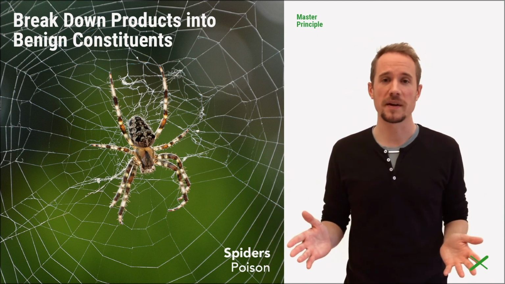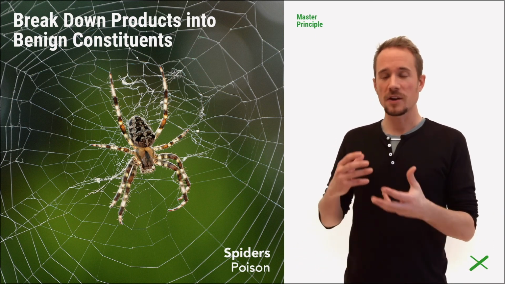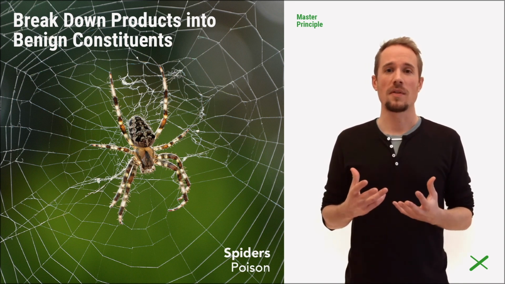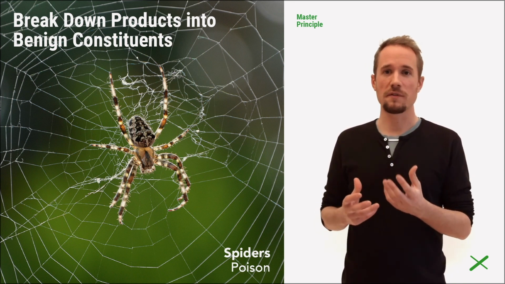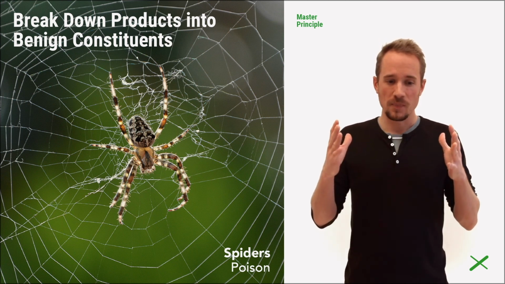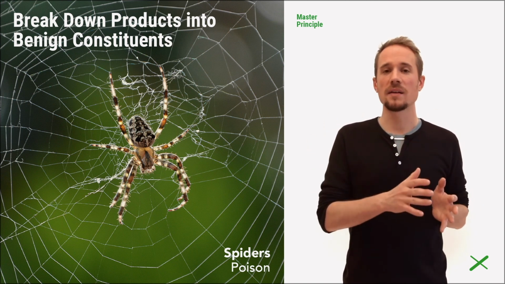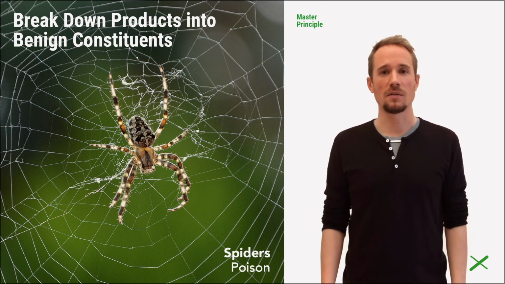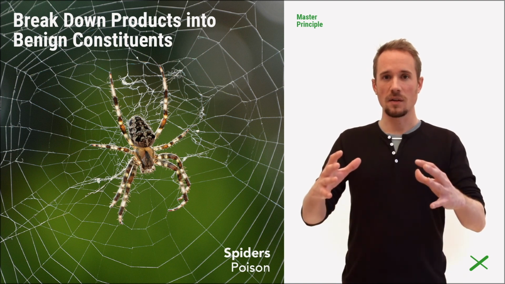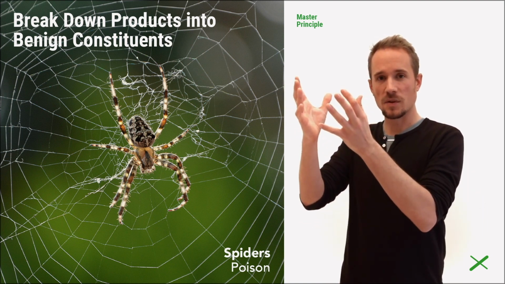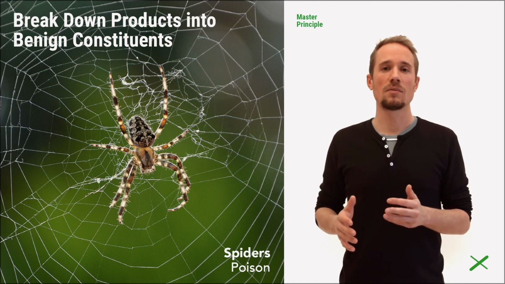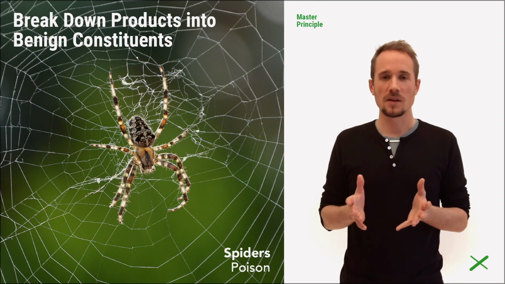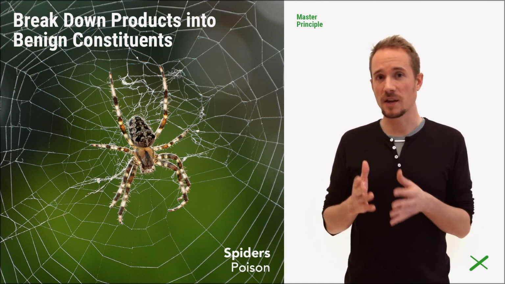But it doesn't harm the spider because the spider uses chemical substances as venom that disintegrate very fast and actually break down into benign components that are no problem for the body of the spider. And actually the components that the venom is broken down into are now important for the metabolism of the spider. And this is a fascinating principle in life that we can find anywhere, not only in spiders.